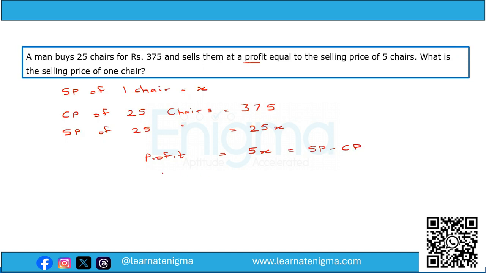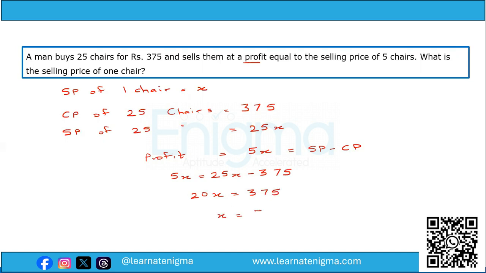So therefore, we can say that 5x is equal to 25x minus 375. So therefore, the equation will become 20x is equal to 375.